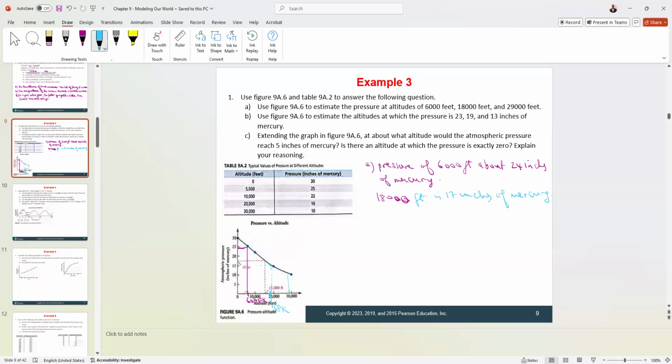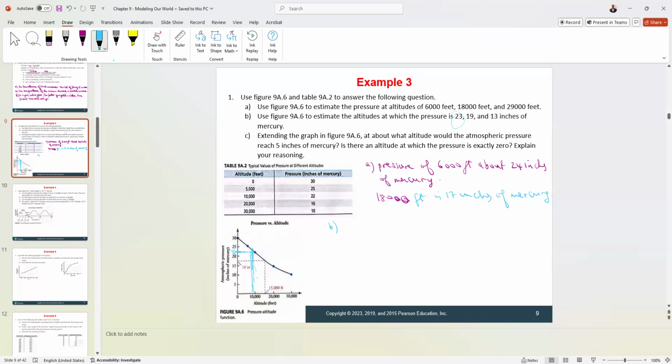That would be 11 inches. Now, part B, they said use the same graph to estimate the altitude at which the pressure is 23, right? Now it's going the other way around. Now you want to know where 23 would be. Let's see what I just did. If I put 23, 23 is somewhere here, between 25 and, let's put 23 here. And you go that way and go down with a ruler, putting that here for 23. What do you think 23 would be?